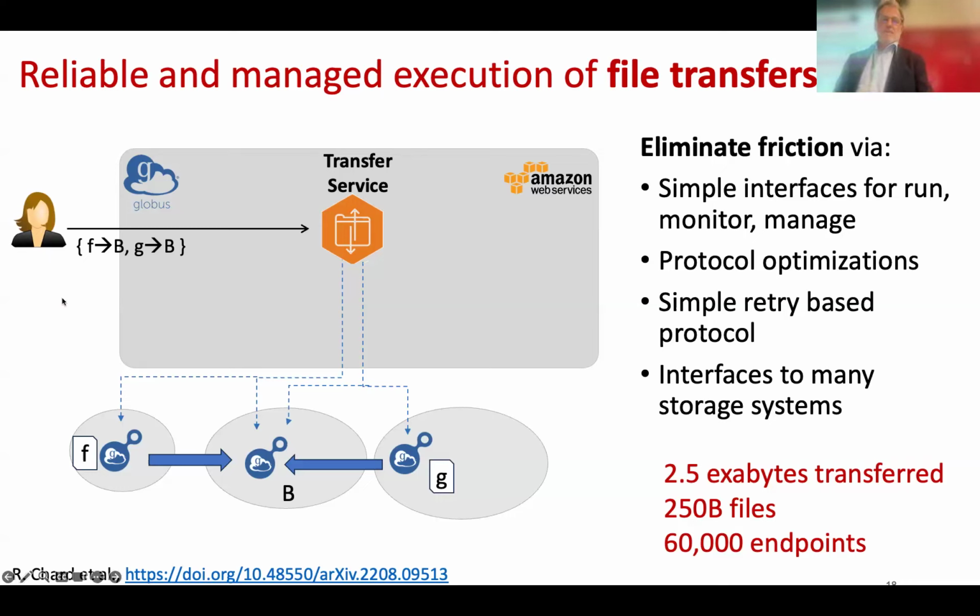So this is the basic idea of what we call the Globus Transfer Service. It's a cloud-hosted service running on Amazon. It accepts a request to move a file from one location to another. That request could be one file, it could be 100 million files, it could be a byte or 10 petabytes.